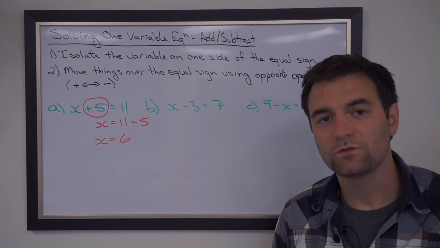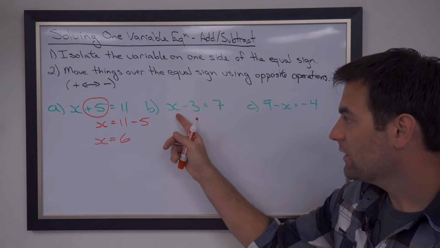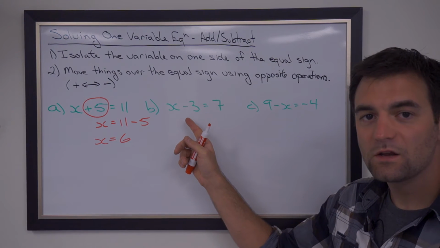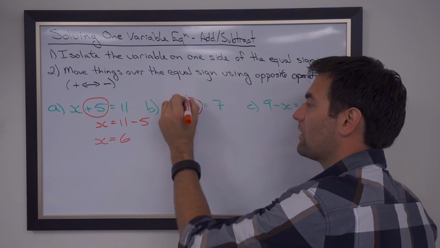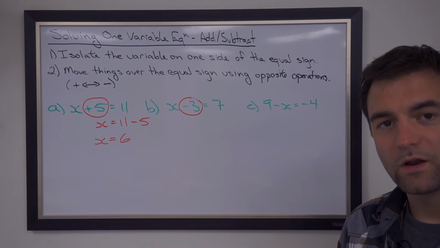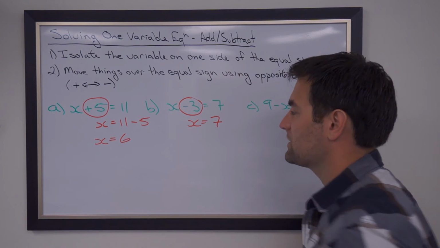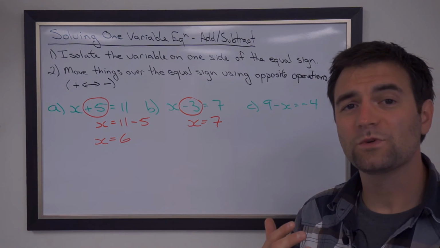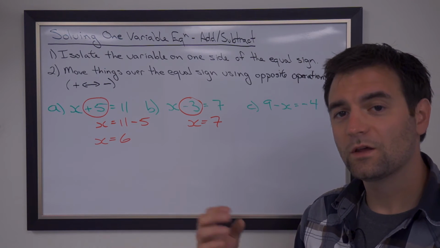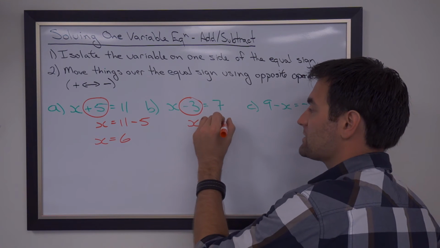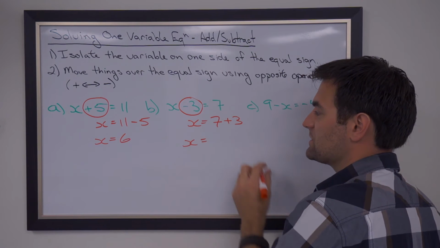For the next question, we have a subtraction, but done very, very similar. X needs to get isolated, so we got to move the minus 3. To move the minus 3 over, we write everything out that we're not moving. X equals 7. And when we move the minus 3 to the other side, the opposite of subtraction is addition. So minus 3 becomes plus 3. X equals 7 plus 3.